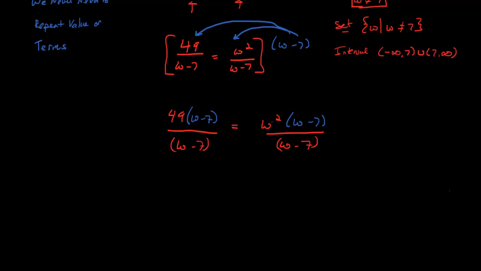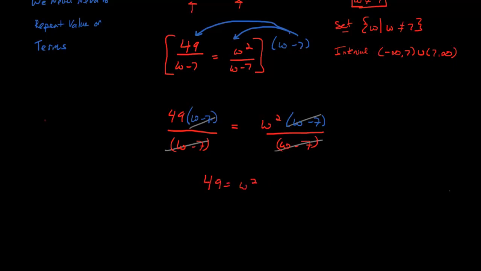So this is a 7. Sometimes I put a slash through my 7, sometimes I don't. It was the way I learned it in 3rd grade. Now we recognize that my w minus 7 and w minus 7 cancel over here, and my w minus 7 and w minus 7 cancel over here. So we're left with 49 equals w squared.